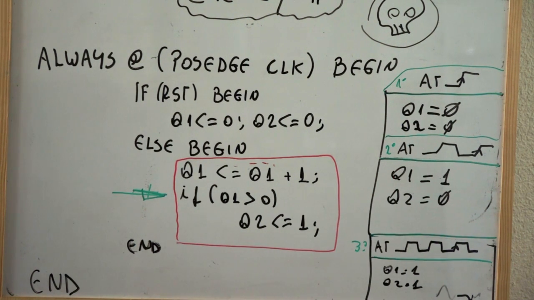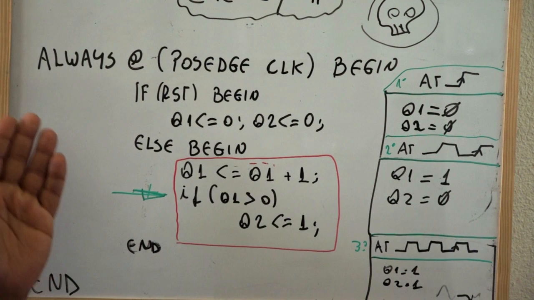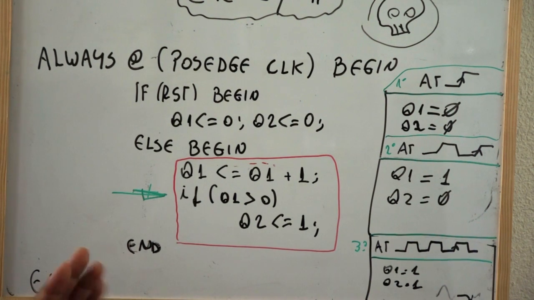Okay? So, as a rule of thumb, avoid creating a lot of complex ifs and a lot of complex logic in a sequential always block. In the future, we're going to see how to do state machines, and this is the way to create more complicated logic in digital designs.